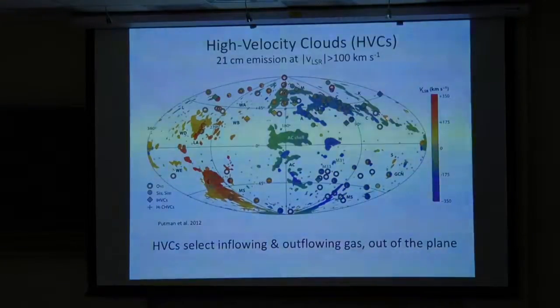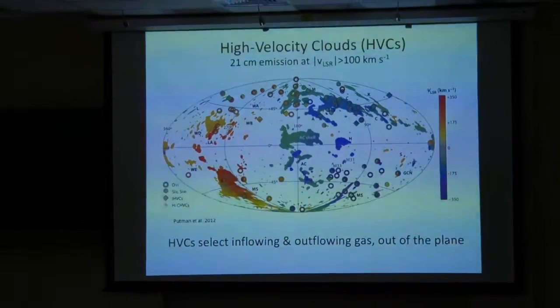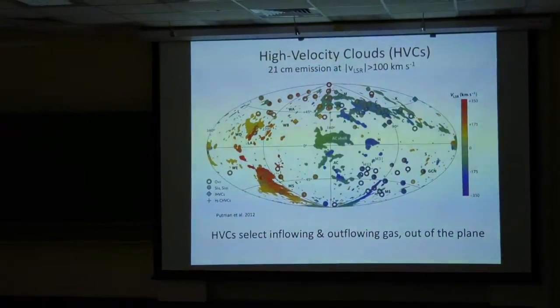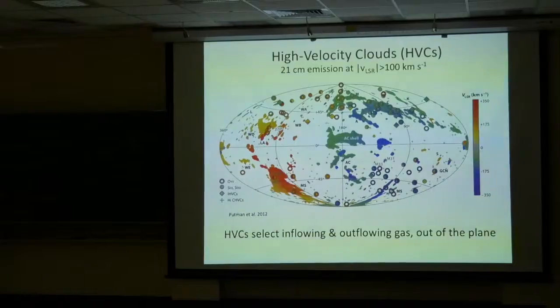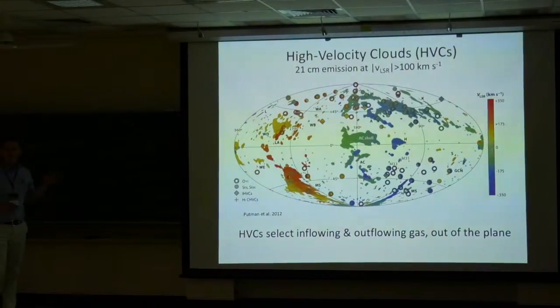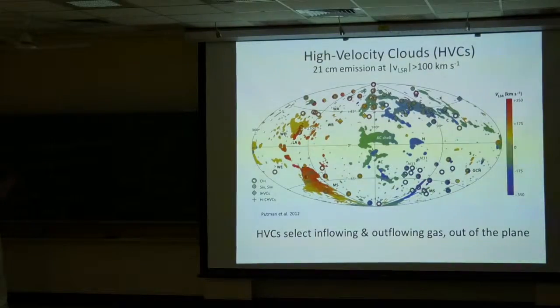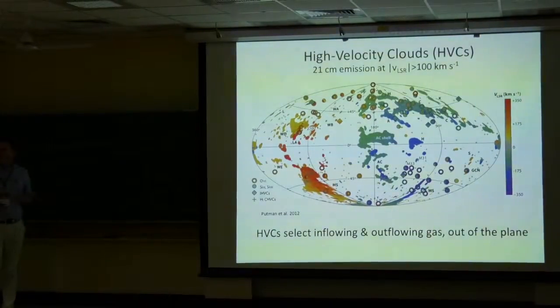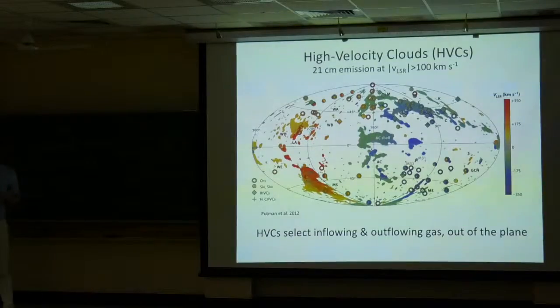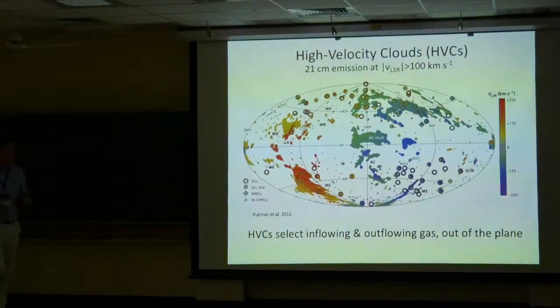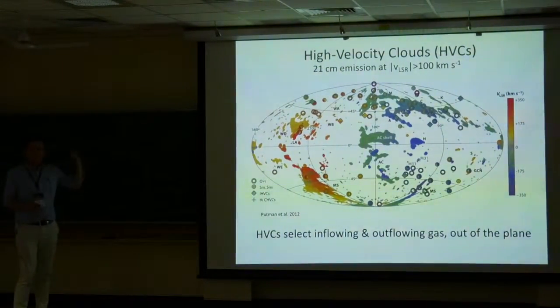And the way we really understand inflows and outflows in the Milky Way halo with UV lines and at 21 centimeters in radio observations is with high velocity clouds. So this is an old sky map showing the H1 clouds that are either outflowing or inflowing above speeds of 100 kilometers per second in the LSR. So this is the stuff that we have to look through.